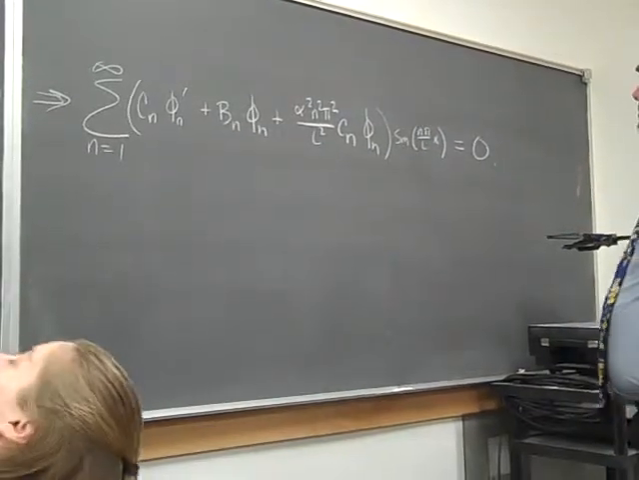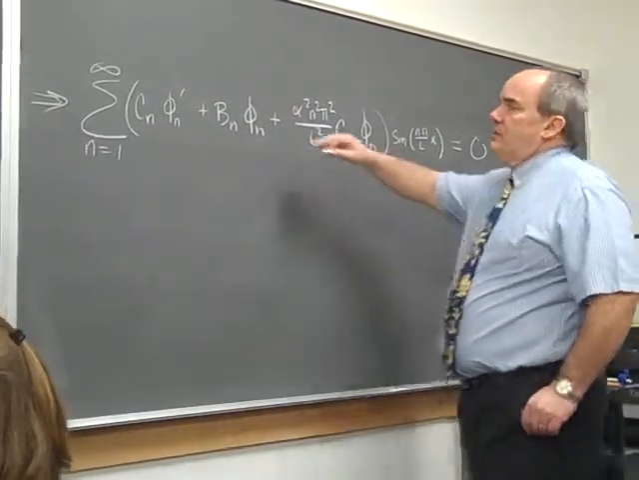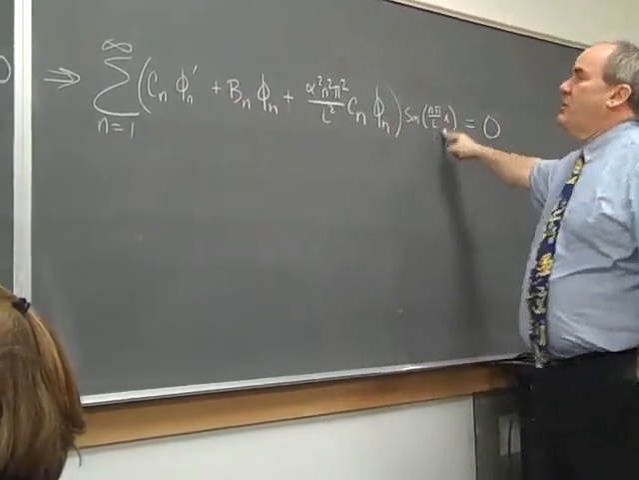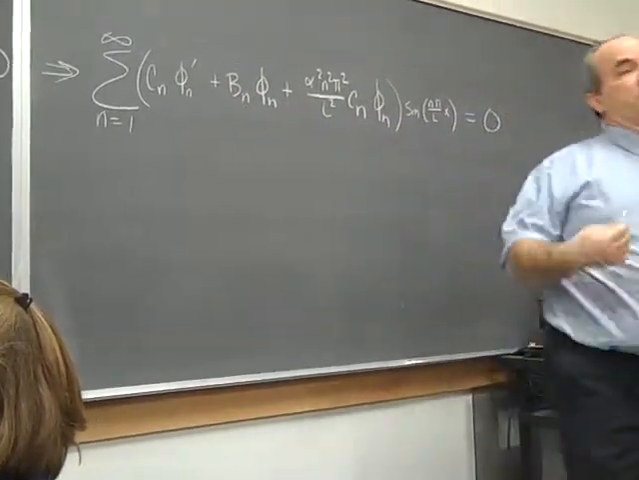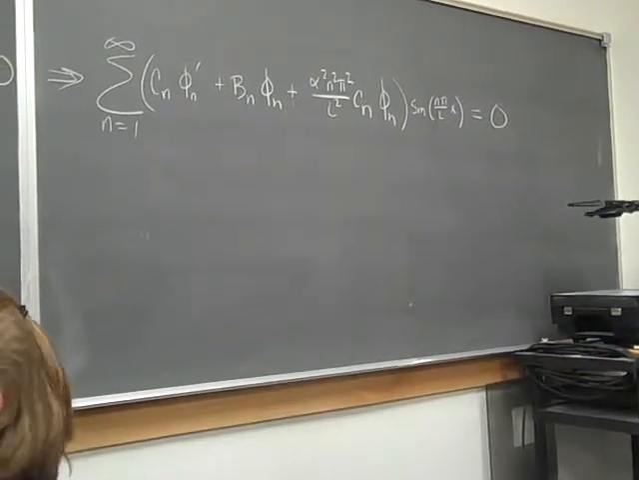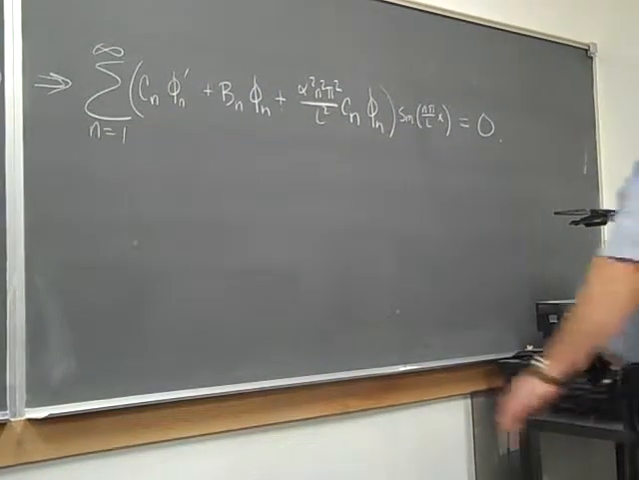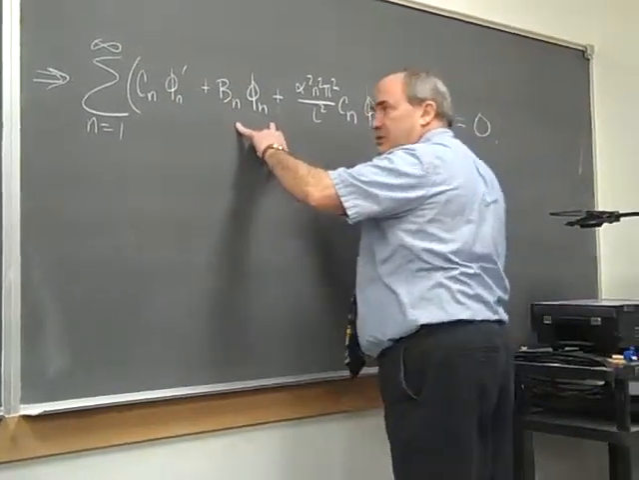Alright, so I have that. Now we do the argument that, well, this is an infinite sum, this is a function of t, this is a function of x. No matter what value of x and t I pick, I'm supposed to end up with 0 coming out. So what has to be true? These things have to be 0.